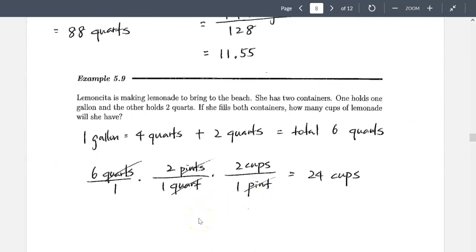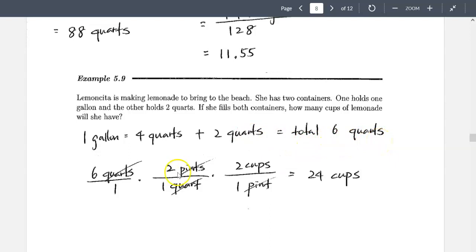All right, so here's another example. So we're making lemonade. She has 2 containers. One holds 1 gallon and the other holds 2 quarts. So how much do we have? Well, again, these are 2 different units. You have a gallon and quarts. Probably want to change them all to the same units. So we know that 1 gallon equal to 4 quarts, plus the 2 quarts. So together, she has 6 quarts of lemonade.